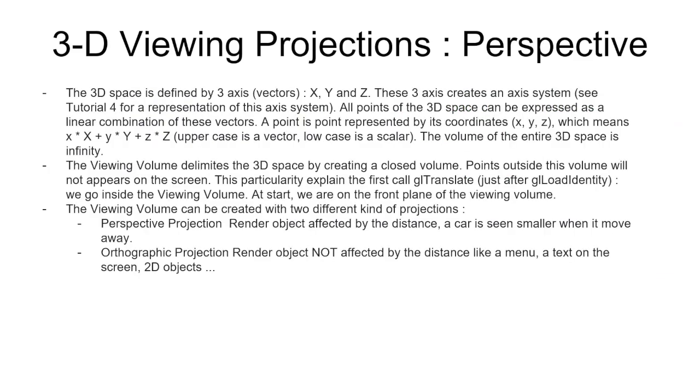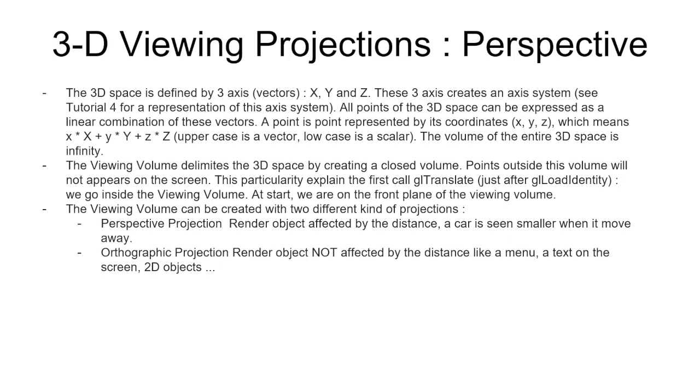The 3D space is defined by three axes, which are the vectors x, y, and z. These three axes create an axis system. All points of the 3D space can be expressed as a linear combination of the vectors, or you can call it the scalar multiplication of the scale. The lowercase x is a scalar, and capital X is the vector. So when you do this, the volume of the entire 3D space is infinity.